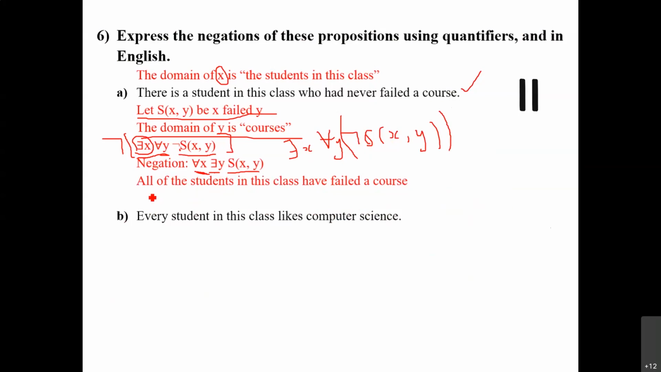And it's read as all of the students in this class have failed a course. So for all the students, there is some course where they failed it. And it doesn't have to be the same course. It's just they failed some y. So this y could be different for different students. Take a minute to solve part B. If there's anything that hasn't been clear so far, let me know, because I think the next idea is going to be on proofs.